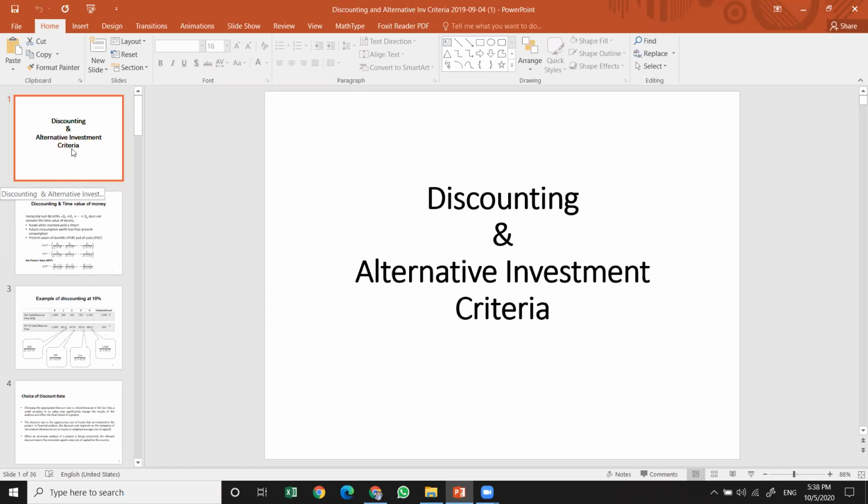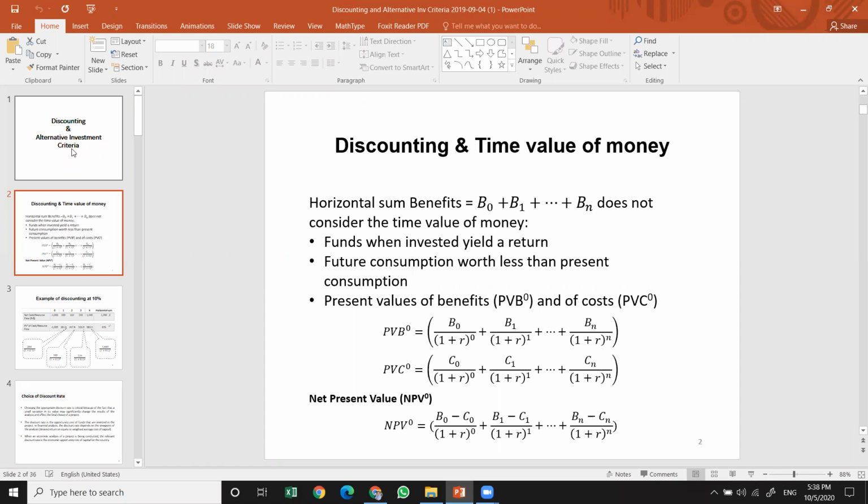So discounting and alternative investment criteria. Discounting and the time value of money is actually very significant in evaluation of a specific project, especially if you have taken any corporate finance course or you're taking one now, and it is the main part of that course. Without this, it is really useless and not beneficial to evaluate without taking into consideration the time value.